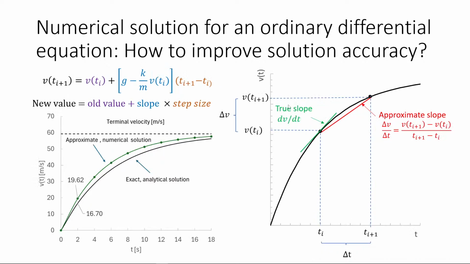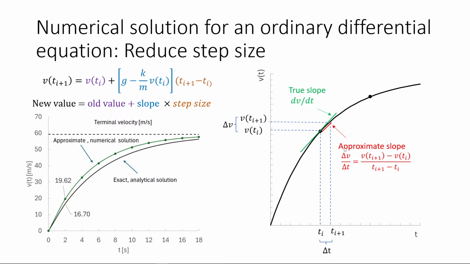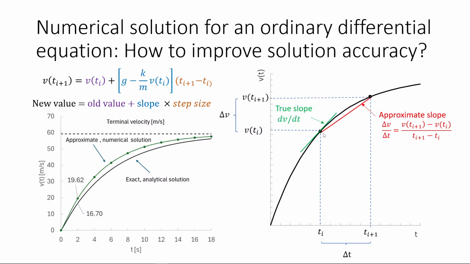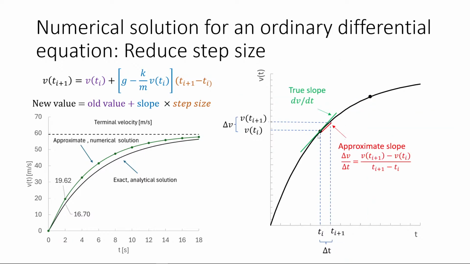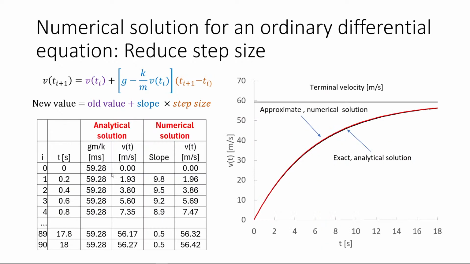And how can we improve this? One way is to take a shorter time step. I showed you here that the smaller it is, see, this is the exact analytical solution. This is the true slope, and this is the approximate slope, which is not exact. But if I take a smaller dt, the approximate slope is very close to the true slope, and then I get a better solution.